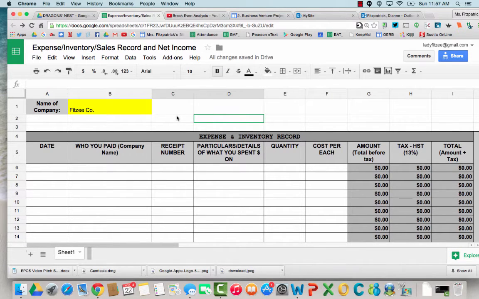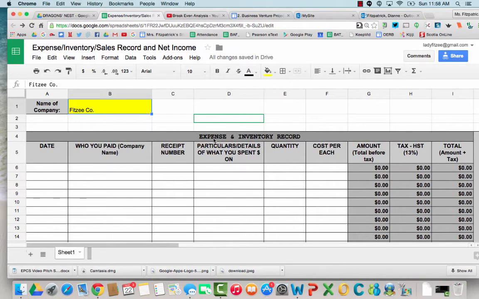Just made this expense, inventory, sales record, and net income spreadsheet for you guys, for your businesses, so you could keep track of your inventory and the products that you are selling. First of all, this is where you put in the name of your company. I've typed in Fitzy already.